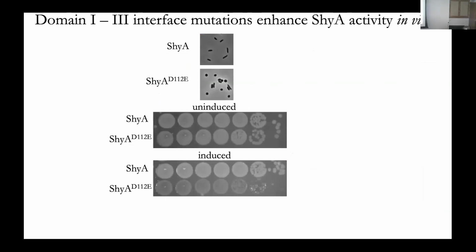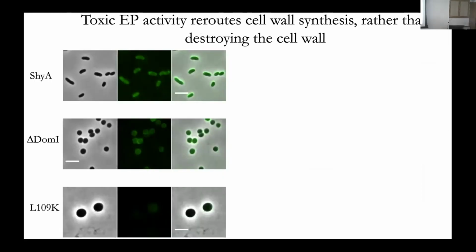Here's another mutant. I just want to show that we've tested a variety of mutants along this interface between domain 1 and domain 3, and they all basically cause some degree of toxicity. This is the 112E, you get sphere formation, a little bit of a plating defect, or rather colony morphology defect. And one more thing I want to mention is that the phenotype of overexpression of endopeptidases is not actually just destruction of the cell wall.